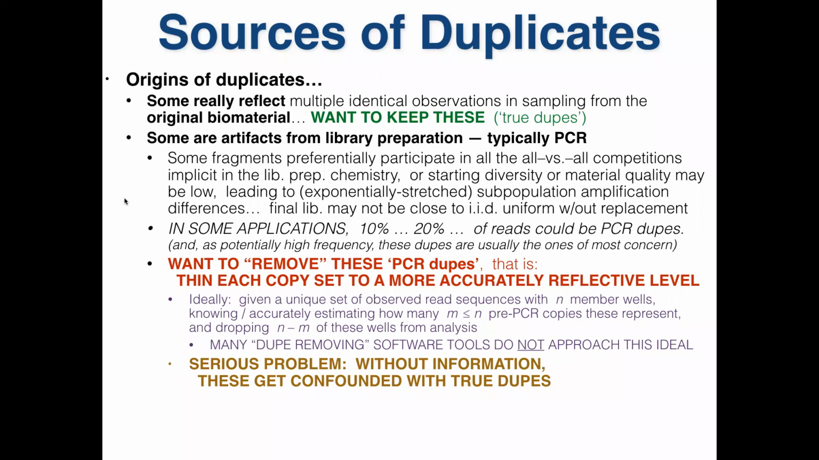So this is a serious problem, because at the moment, with the information we have, we can't really separate the PCR duplicates from the true ones. We're going to need something else to help us make that decision, because the sequences themselves don't come labeled with where they came from. So, you have a question?